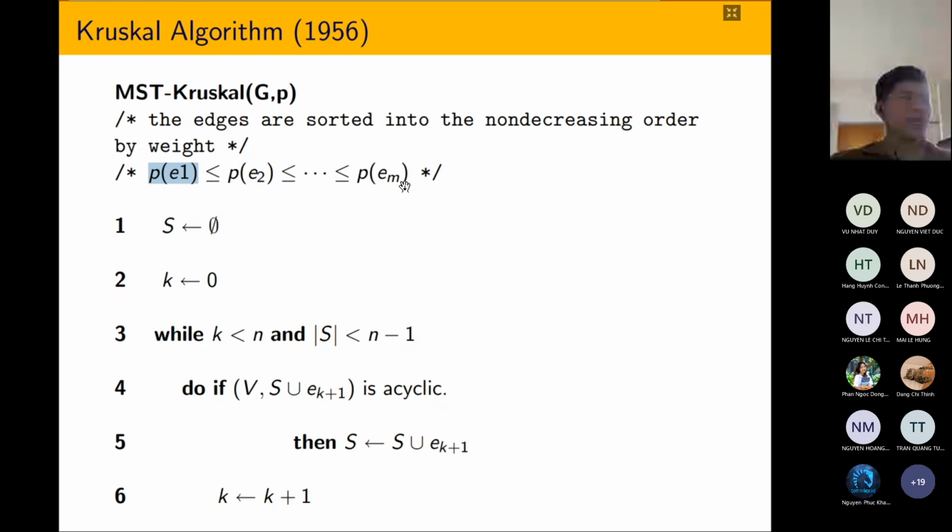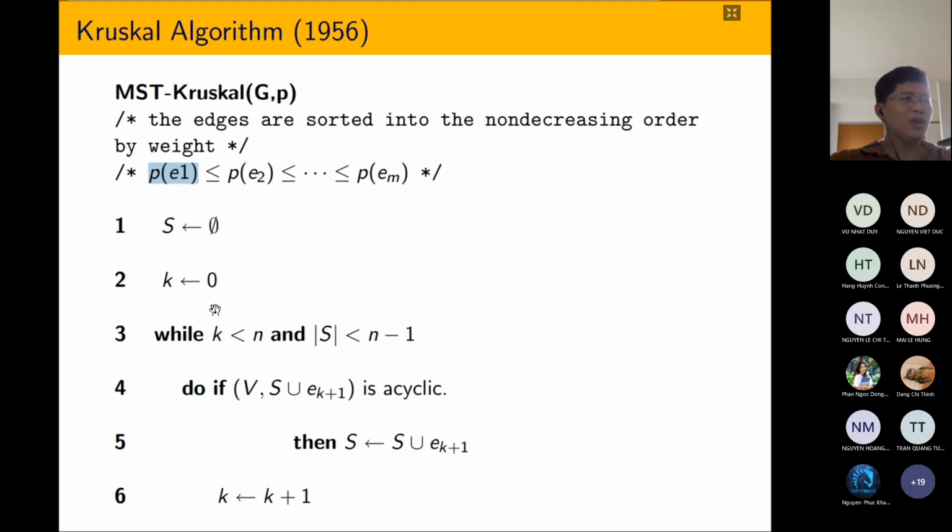So we have this order value sorted in non-decreasing order. We have the set of edges we want to take. K is just the counter, because we know the theory that if the number of edges equals n minus 1, where n is the number of vertices, then we have enough edges to link all of the vertices together. That is the idea.